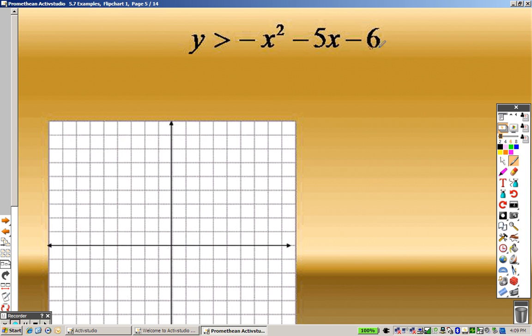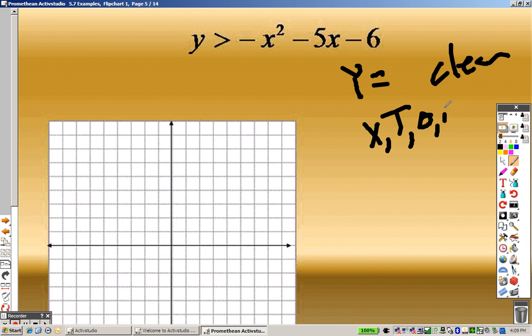Alright, let's graph this one. I go to y equals and press clear to get rid of all that. The negative sign is right below the 3, so type in a negative. The x, T, theta, n key is the key for x, so press that. Then squared minus 5x minus 6 and press graph. And notice how your graph kind of looks like this.